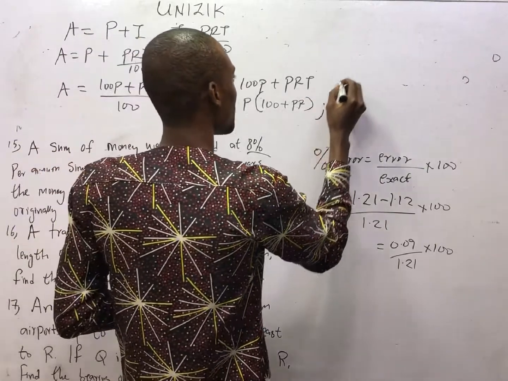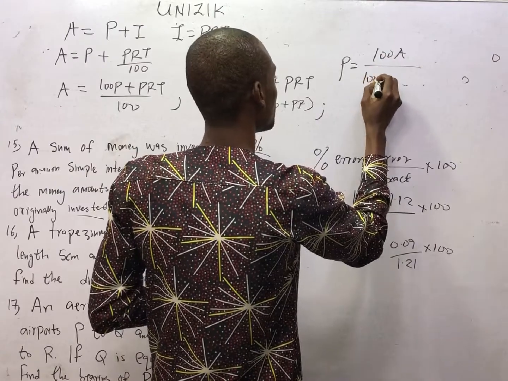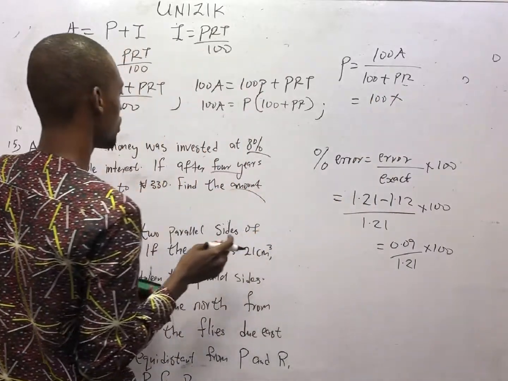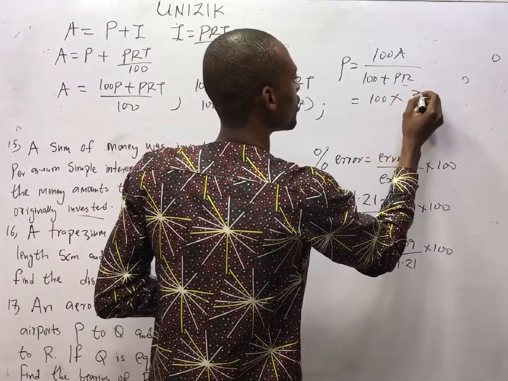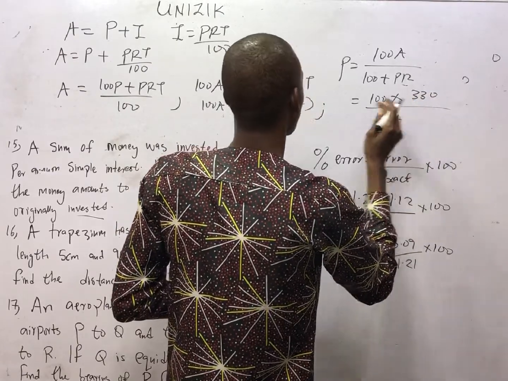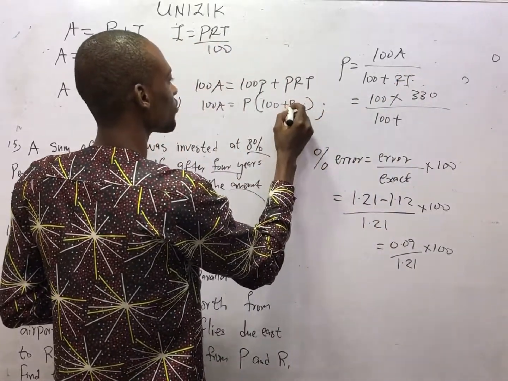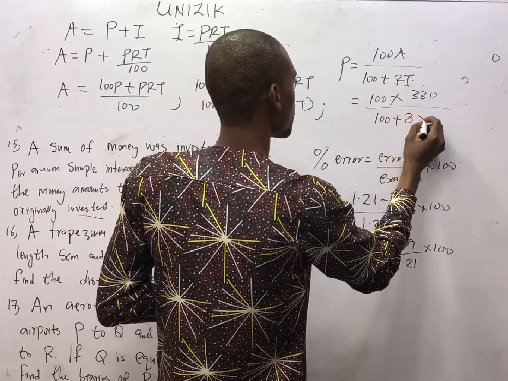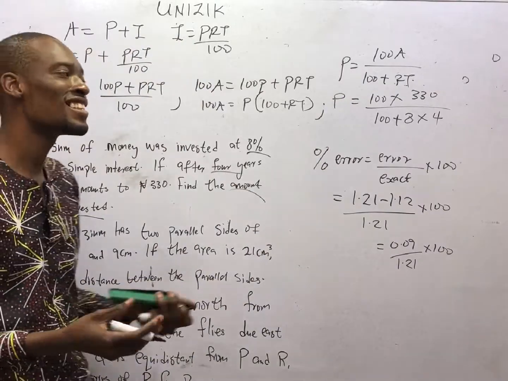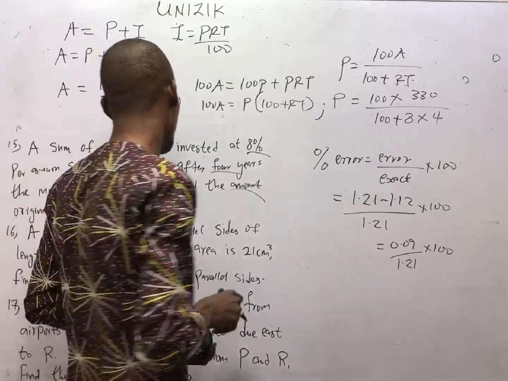So principal simply becomes 100A over 100 plus RT. This is 100 times amount, which is 330, over 100 plus RT, rather, yes, RT will be remaining here. So rate is 8% times time 4 years. So this is the principal, the amount originally invested. Will that give you 250? Yeah, probably find out if that will give you 250.